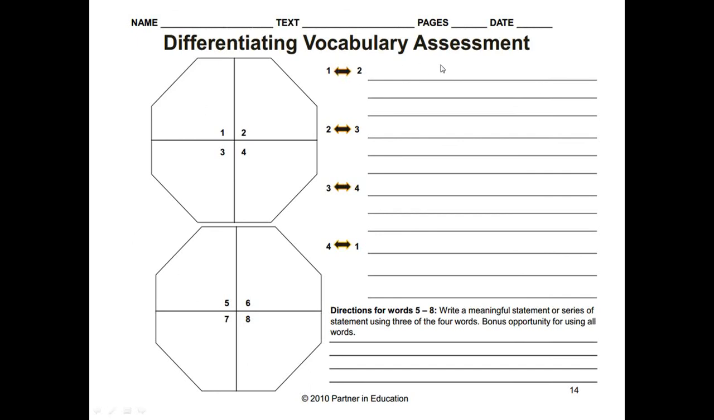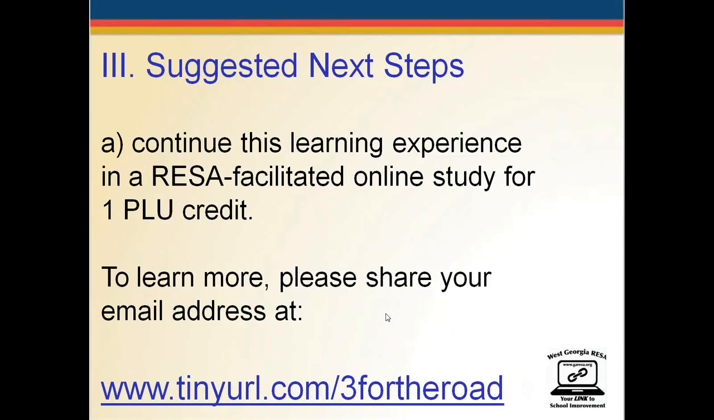And then different things can be asked for on a vocabulary sheet like this. This 1 and 2 arrow is just simply a visual for write a sentence that explains the connection or the difference between words 1 and 2, words 2 and 3, words 3 and 4, etc. Or you could just simply have them write a meaningful statement using all of the 4 words. So that's just the templates.